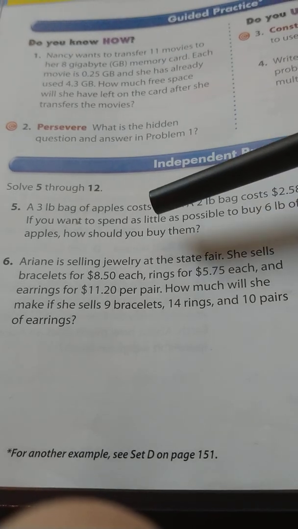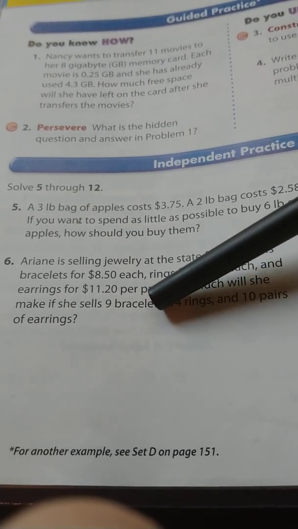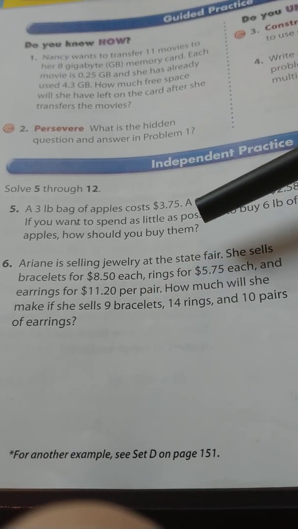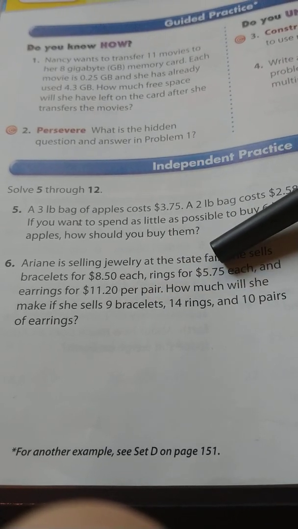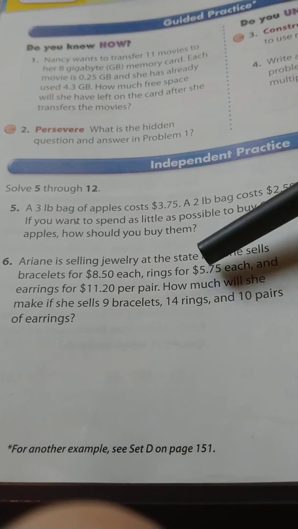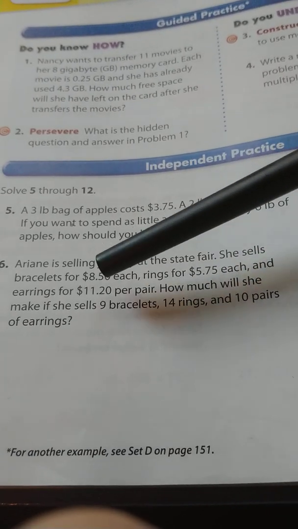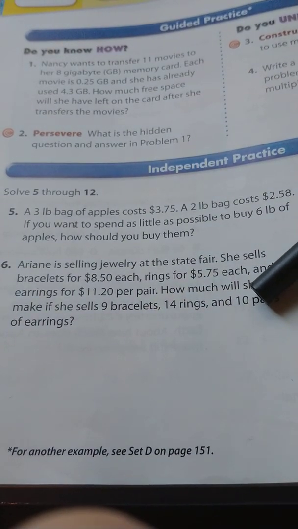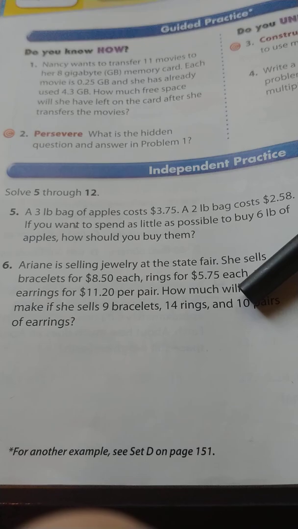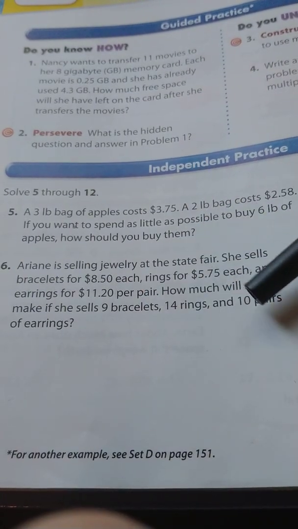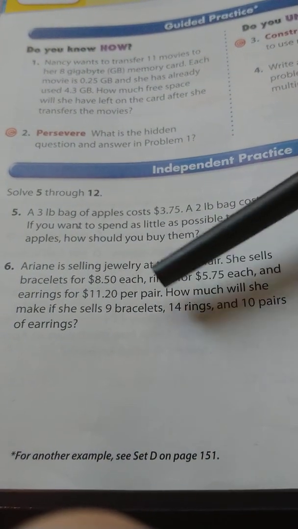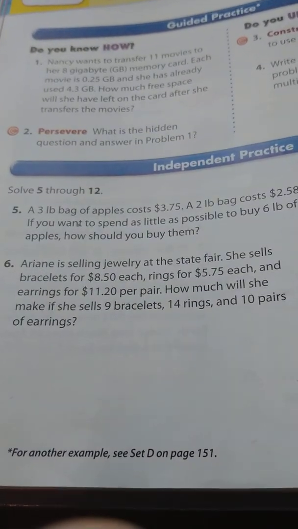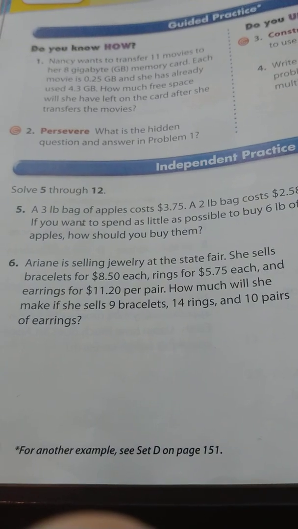So she sells bracelets for $8.50. They want to know how much 9 bracelets will cost. So we'll do the 9 times the $8.50. Rings are $5.75. How much will 14 rings cost? You're going to have to do 14 times $5.75. Her earrings are $11.20 a piece. How much will 10? Ooh, that's easy, times 10. All we have to do is move the decimal over one spot. $11.20 times 10. Once you have those 3 pieces, you need to add those 3 pieces together, and that's going to be your answer.